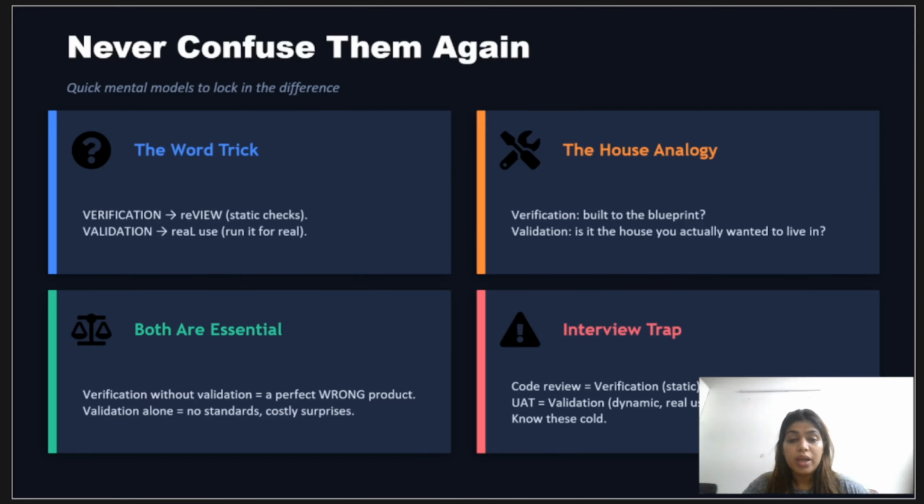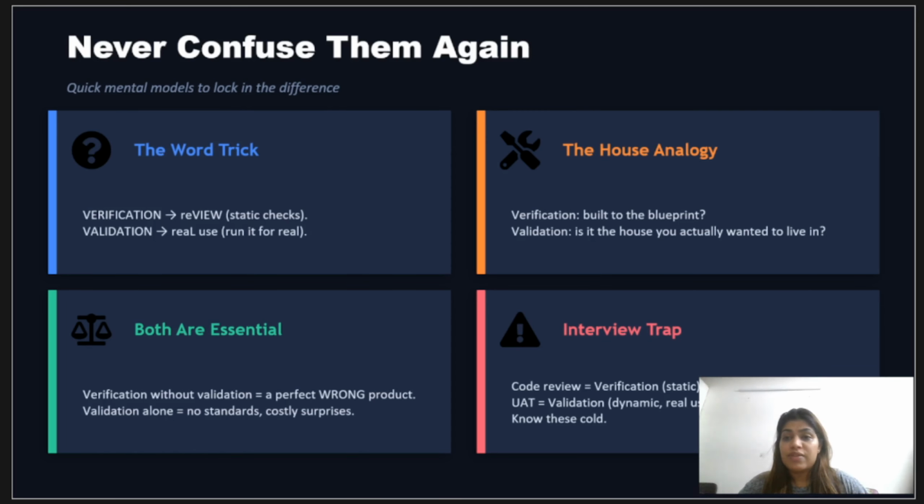Now let me give you the two questions that trip up almost everyone. Is code review verification or validation? Verification. It is static. No code runs in code review. Is UAT verification or validation? It is validation because there are real users, there's real execution. Drill these. If you can answer instantly and explain the why behind it, you'll impress any interviewer.